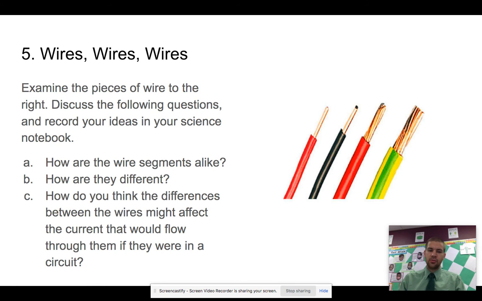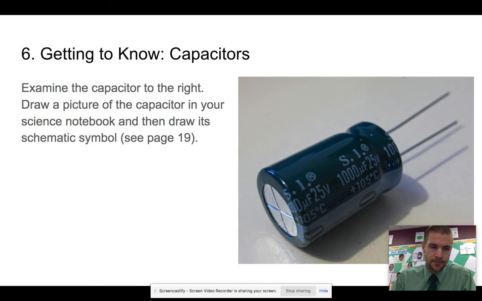Wires, wires, wires. You're going to be doing the same thing with wires. And so you're going to take a look at them. How are these similar? You'll notice different sizes, different thicknesses, and even different amounts coiled together. Then you're going to tell me how these differences might affect the current that is able to flow through these wires, because we know wires are able to connect different electrical components.